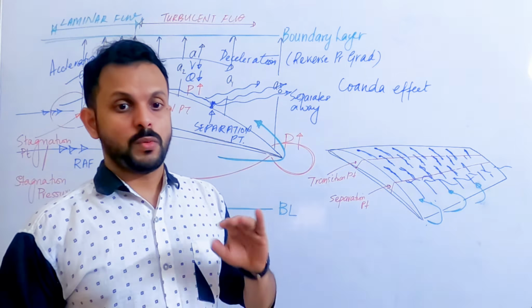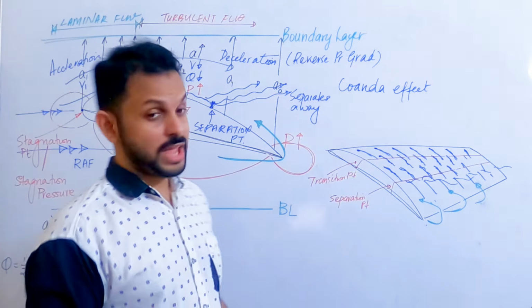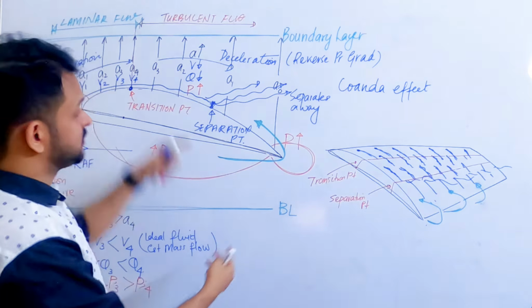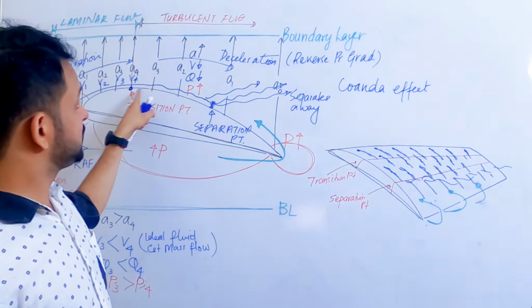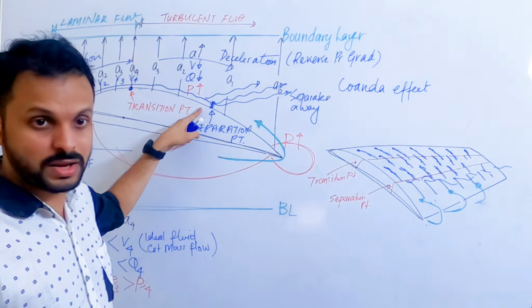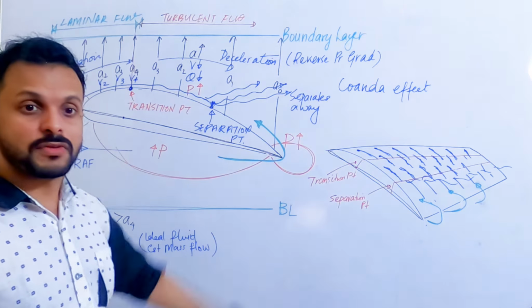Now think about it. What happens when you increase your angle of attack? Now, what is the whole problem with this separation point? The transition point is still fine, because even after the transition point, the airflow, even though it is turbulent, is still attached to the surface of the wing. But what happens after the separation point? It completely detaches away from the aerofoil.